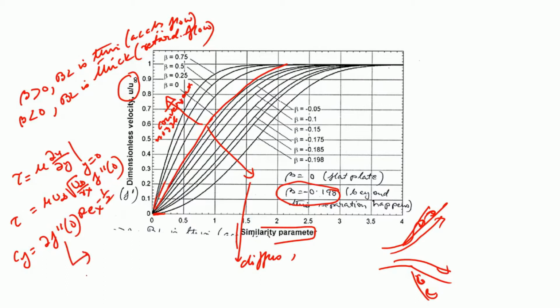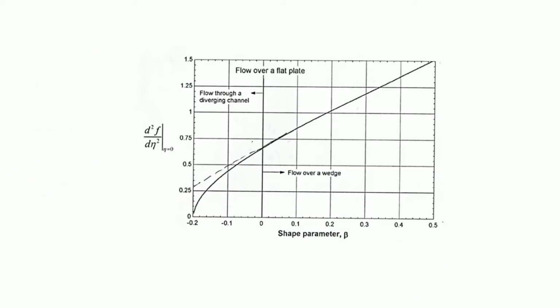This is a function of beta, which is quite obvious from this particular graph: as you increase beta, your u by u infinity profile changes. As a result of that, your f double prime at 0 should also change. Because of that, you are going to have this kind of thing. So, this is quite apparent in the next plot.